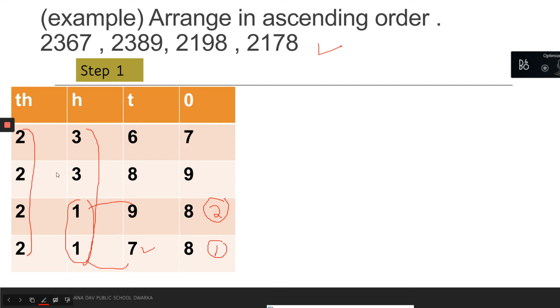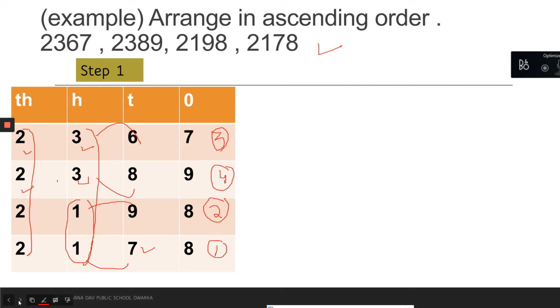Now we are left with these two numbers. Again, look, 2 and 2 are the same, 3 and 3 are the same. So come to the next part. 6 and 8. Tell me which digit is smaller? 6. So this number will be written in the third position. So automatically this number will be written in the fourth position.